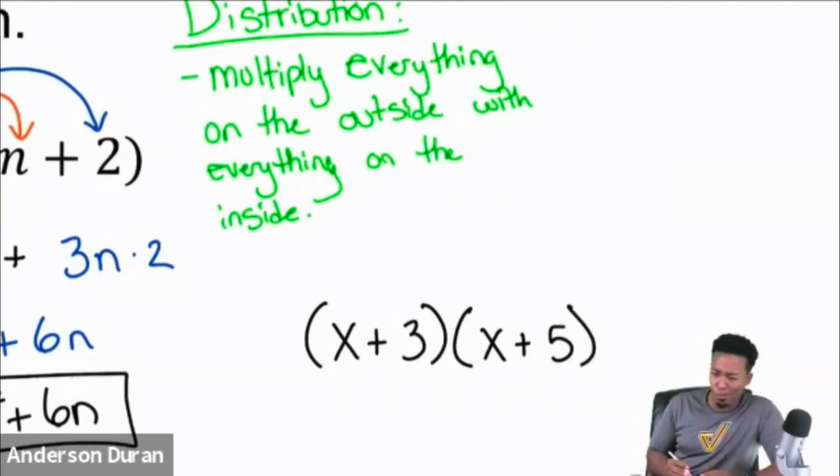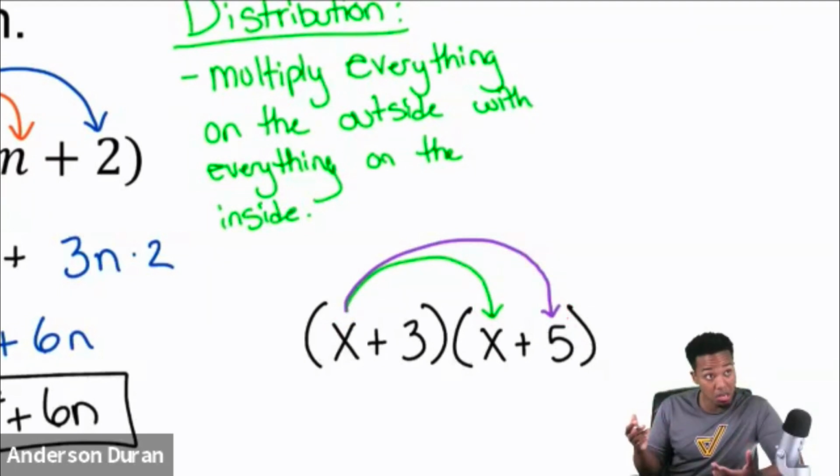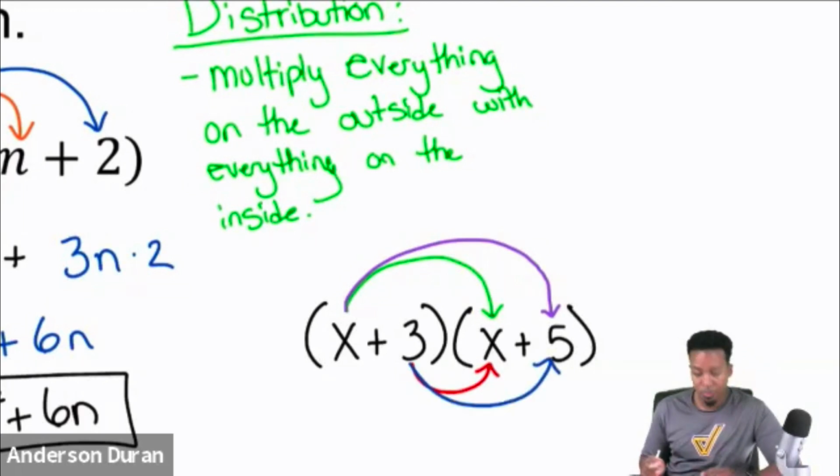So this is exactly what you're going to do. Watch this. Super straightforward. I'll make sure that the x multiplies with this x. I also got to make sure that the x multiplies with the 5. The x is done because this x already went with the x and the 5. Then I'm going to make sure that the 3 goes with the x and the 3 goes with the 5. So that's the idea.